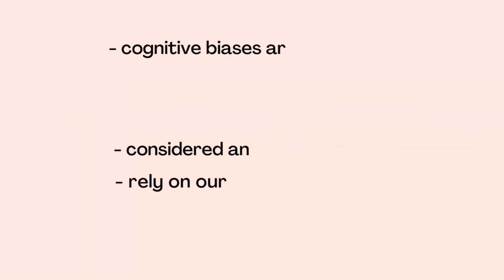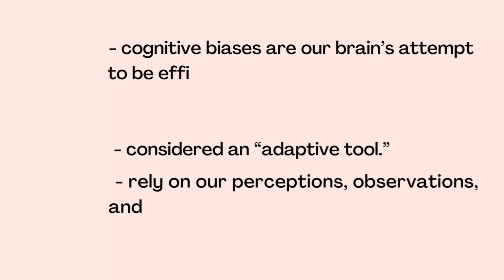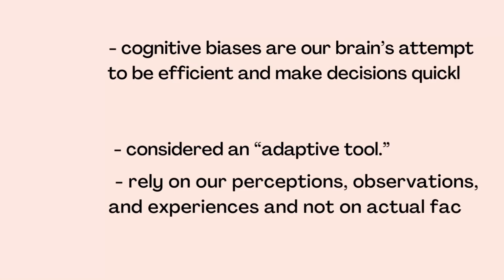At their core, cognitive biases are our brain's attempt to be efficient and make decisions quickly. They serve as a mental shortcut so that our brain can speed up information processing. They help us more quickly make sense of what we're seeing and move on to make a decision, and in this sense, they're considered an adaptive tool.